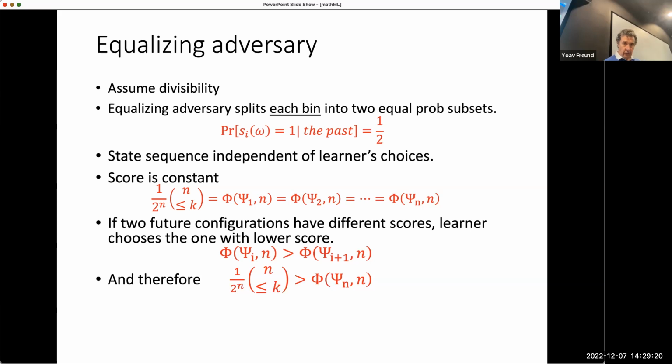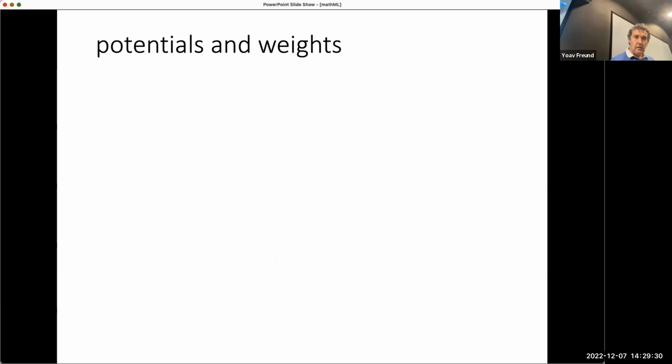So that's kind of what you get. You get that the final score is bounded by this binomial tail, and that's the min-max score. Okay, so let's go back to potentials and weights to see what they mean here.